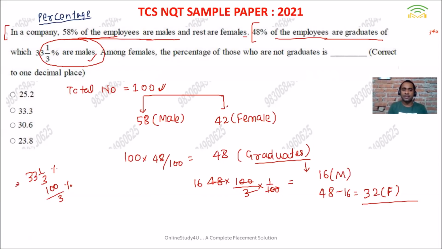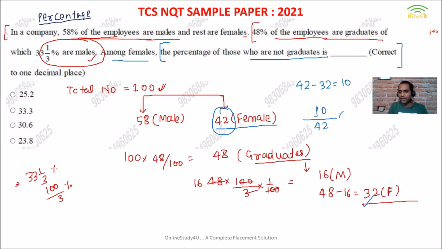Now the question they're asking is, among females, the percentage of those who are not graduates. You can see there are a total of 42 females. Out of that, 32 are graduates, right? That means there are 10 females who are not graduates. And what is the total number of females? Obviously 42, so 10 by 42 into 100. If we try to solve it, this is 21 and 5, so this will be nothing but 500 divided by 21. So the two options are 25.2 and 23.8.